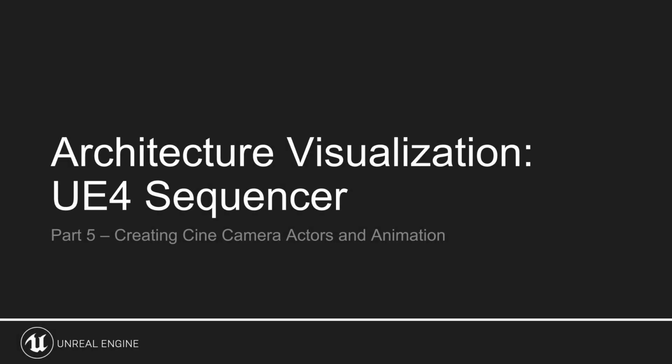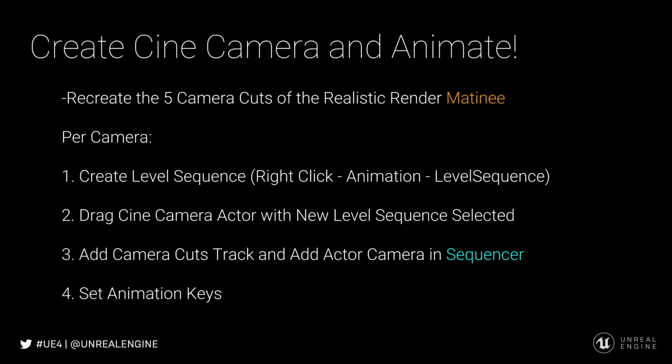Okay, so we're ready to create our Cine camera and we're going to animate it. The point is we're going to recreate 5 camera cuts of the realistic render matinee. And so per camera right now, we're going to create a level sequence, and I'll show you that by right-clicking animation level sequence. We're going to drag a Cine camera actor with the new level sequence selected.